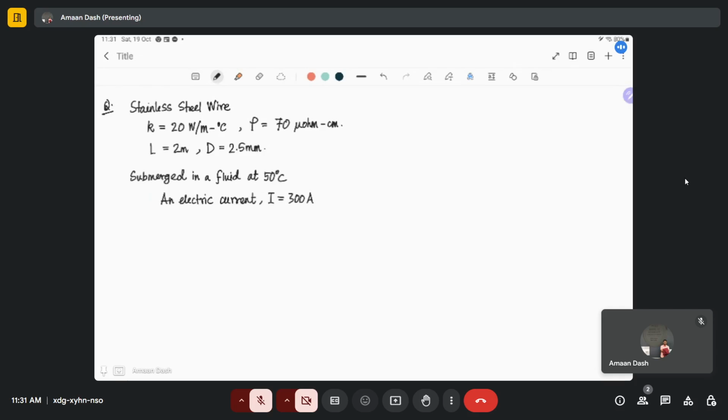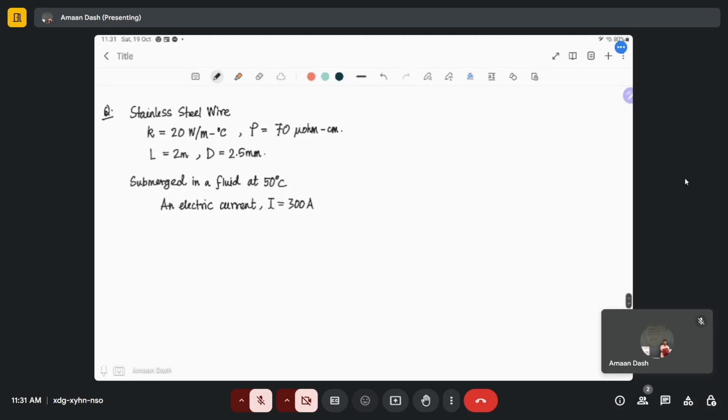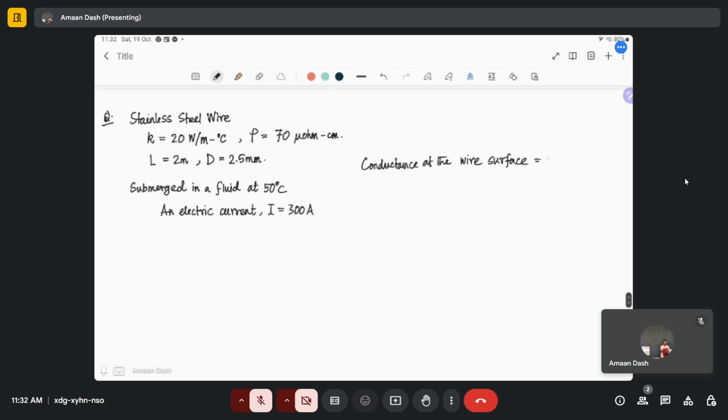If the conductance at the wire surface is equal to 4 kilowatt per meter square degree Celsius, what is the steady state temperature at the center and at the surface of the wire?